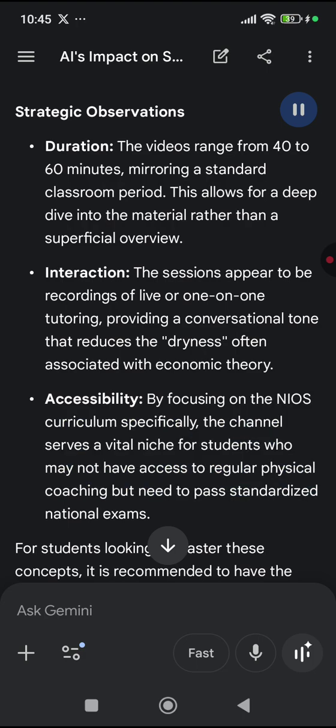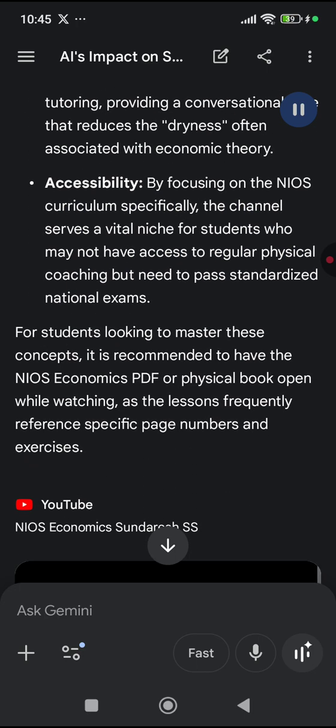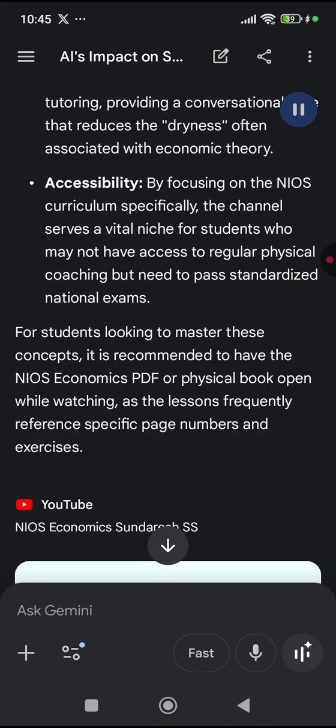Accessibility: by focusing on the NIOS curriculum specifically, the channel serves a vital niche for students who may not have access to regular physical coaching but need to pass standardized national exams. For students looking to master these concepts, it is recommended to have the NIOS Economics PDF or physical book open while watching, as the lessons frequently reference specific page numbers and exercises.